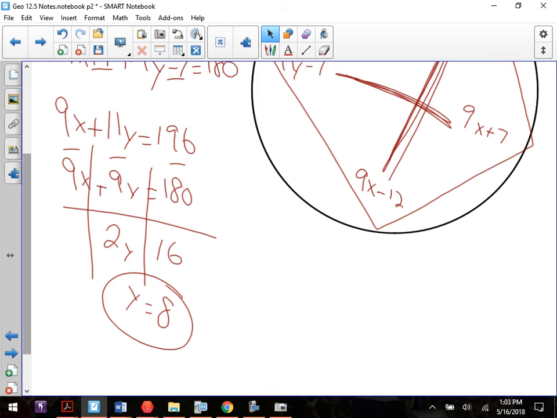What do you do to figure out the other one? Substitute back up. Does it matter which one you put it in? Nope. 9x plus 9 times 8 is 180. 9x is 108. X is 12.